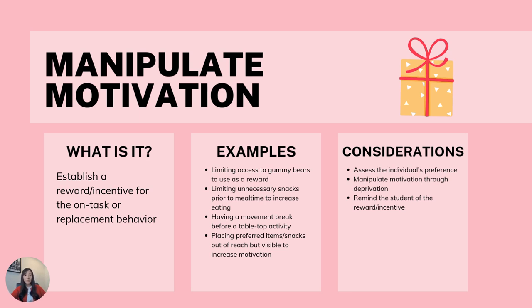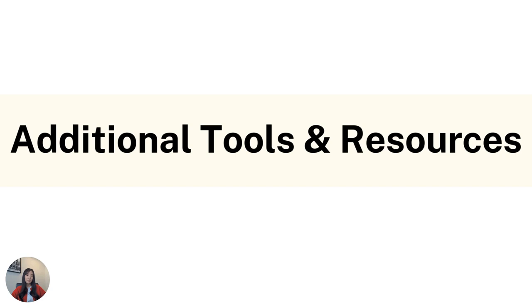As for considerations, we want to assess the individual's preference. What does she like? What motivates her? We also want to manipulate the motivation through deprivation. We can do this by temporarily limiting access to certain rewards or activities to increase their value. Also, remind the student of the reward and incentive. For example, telling them, remember, after you finish cleaning your room, we're going to go outside.